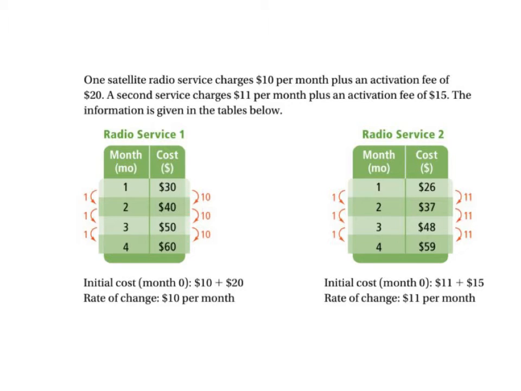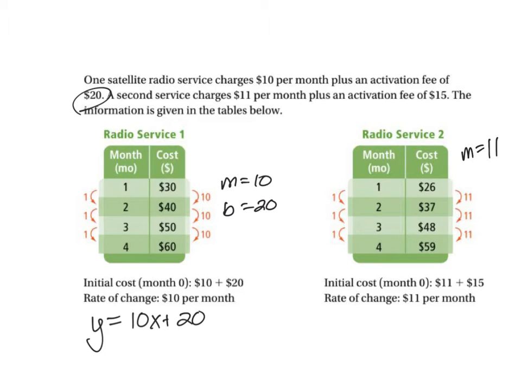So what we're going to do is actually write an equation for, let's start with, radio service 1. So this would be y equals, because we wanted an mx plus b, so our m is 10 and the b would be 20, given the information here. So this would be y equals 10x plus 20. While the other one would be, again, the m is 11. The b is from up here, which would be 15. So here we go, y equals 11x plus 15. So these are our two equations.